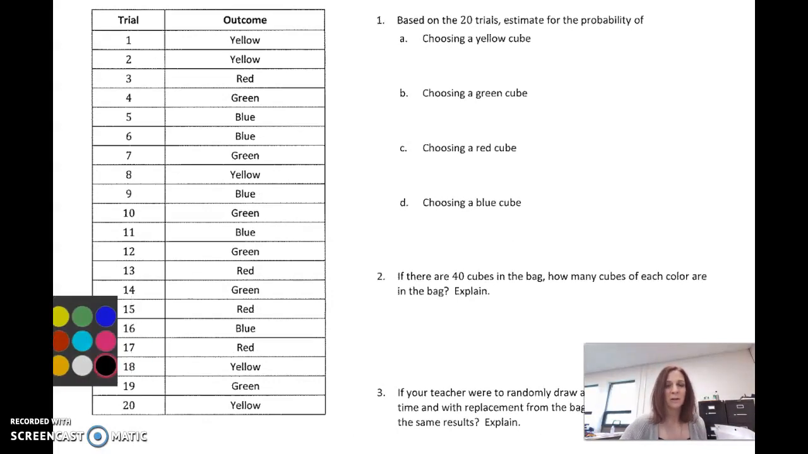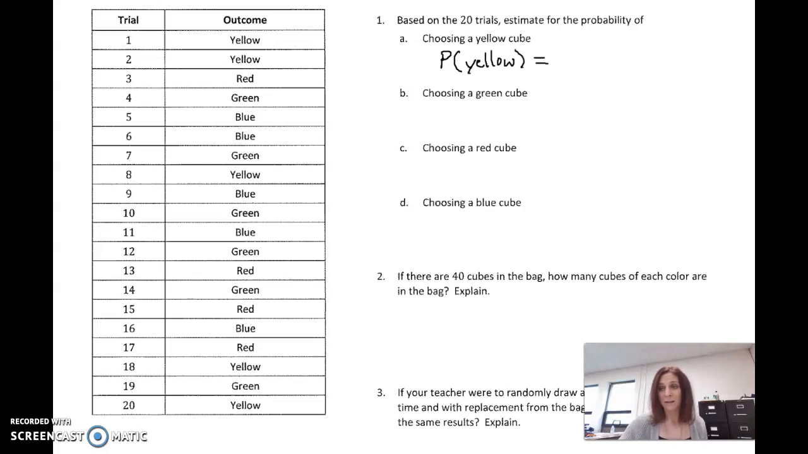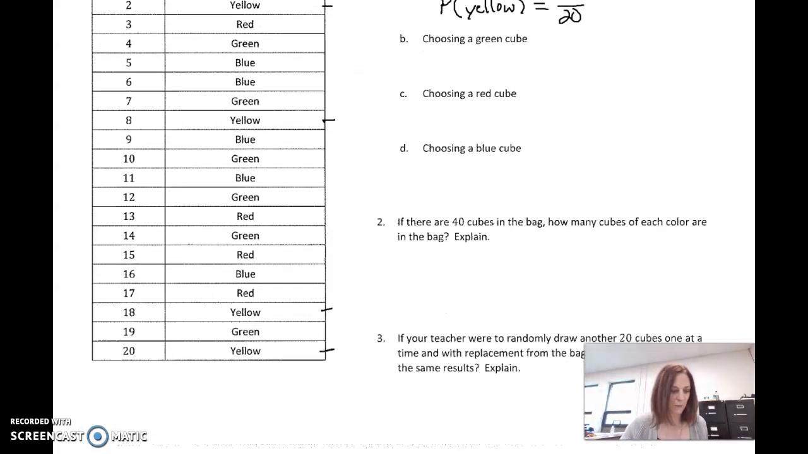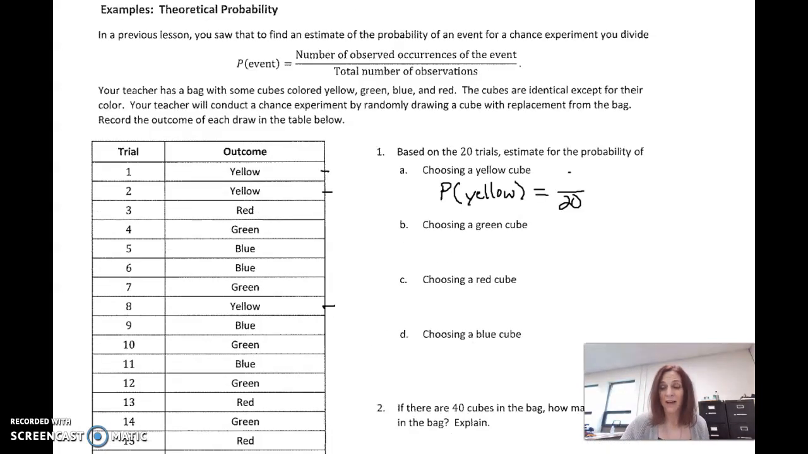So let's go back to our probability notation, right? Probability of yellow is going to be the number of times we pulled out a yellow over the total. Well, our total is 20, so we count the number of times we pulled yellow. 1, 2, 3, 4, 5. Okay, so we have 5 out of 20. If we reduce this, divide top and bottom by 5, we get 1/4. Now we can change that to a decimal. 1 divided by 4 is just 0.25 or 25%, but we'll just leave it there.